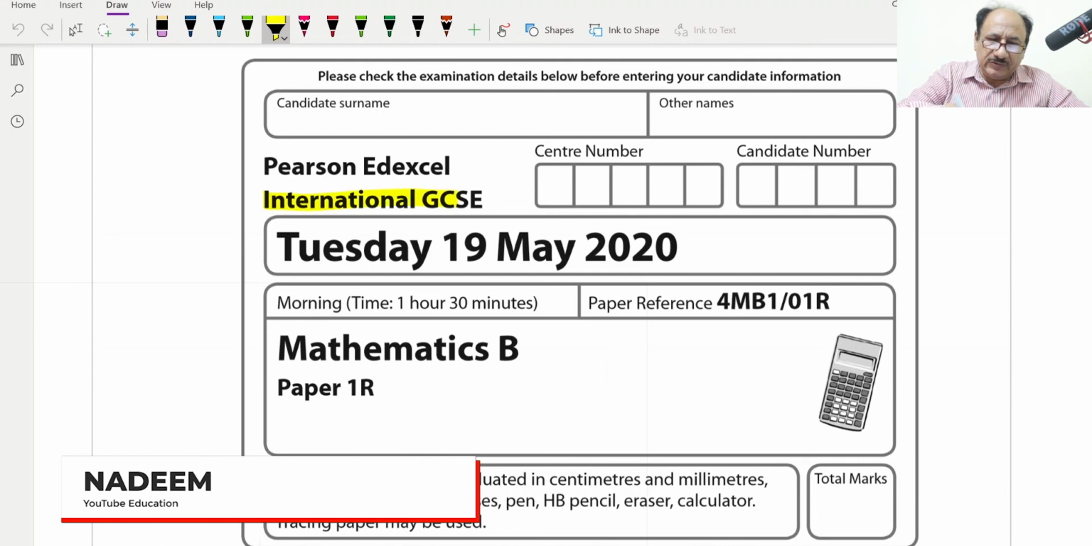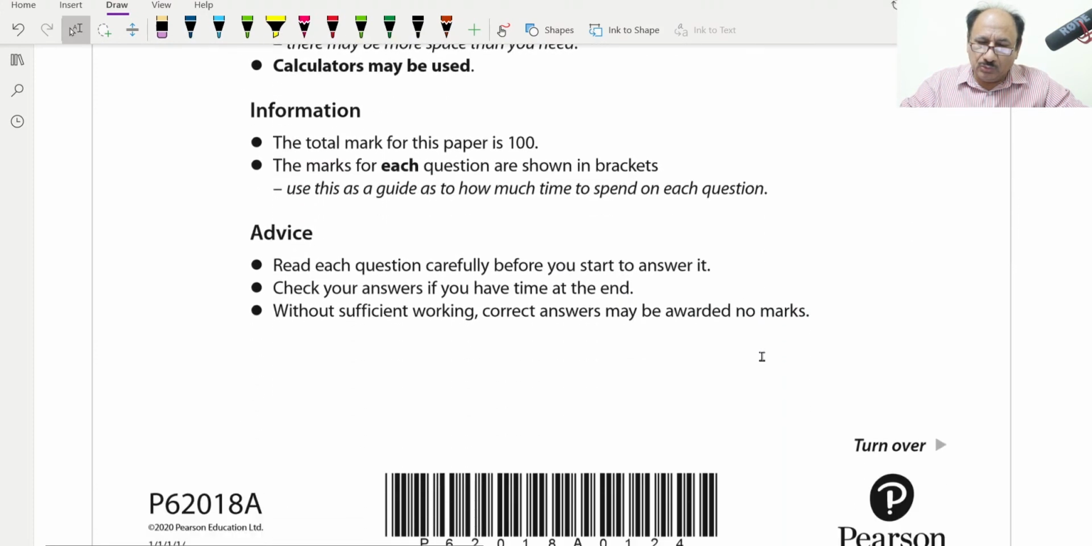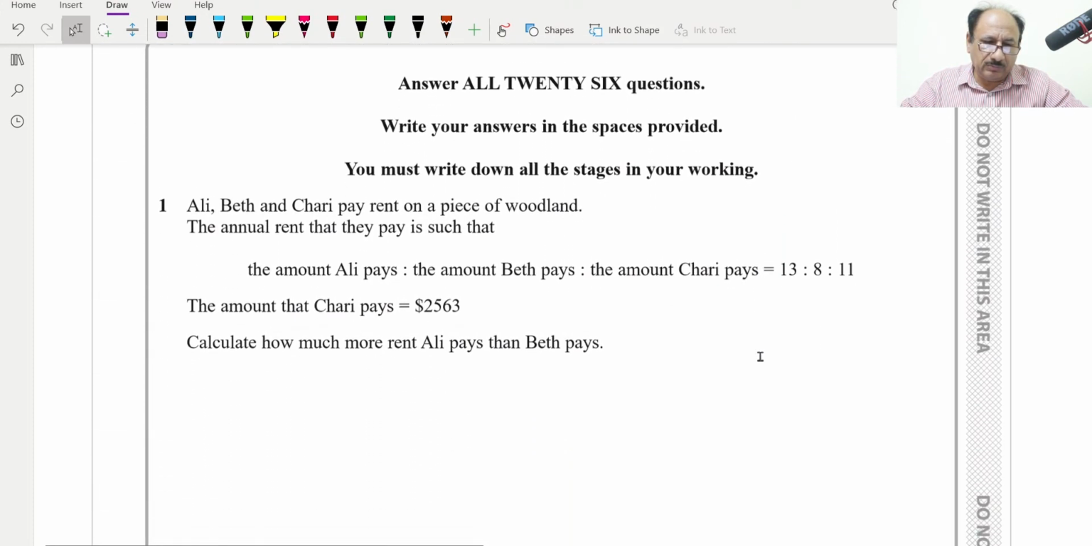International GCSE 4MB101R Mathematics B Paper 1R. It's the 19 May 2020 paper. Let us go through the questions. Question number 1.